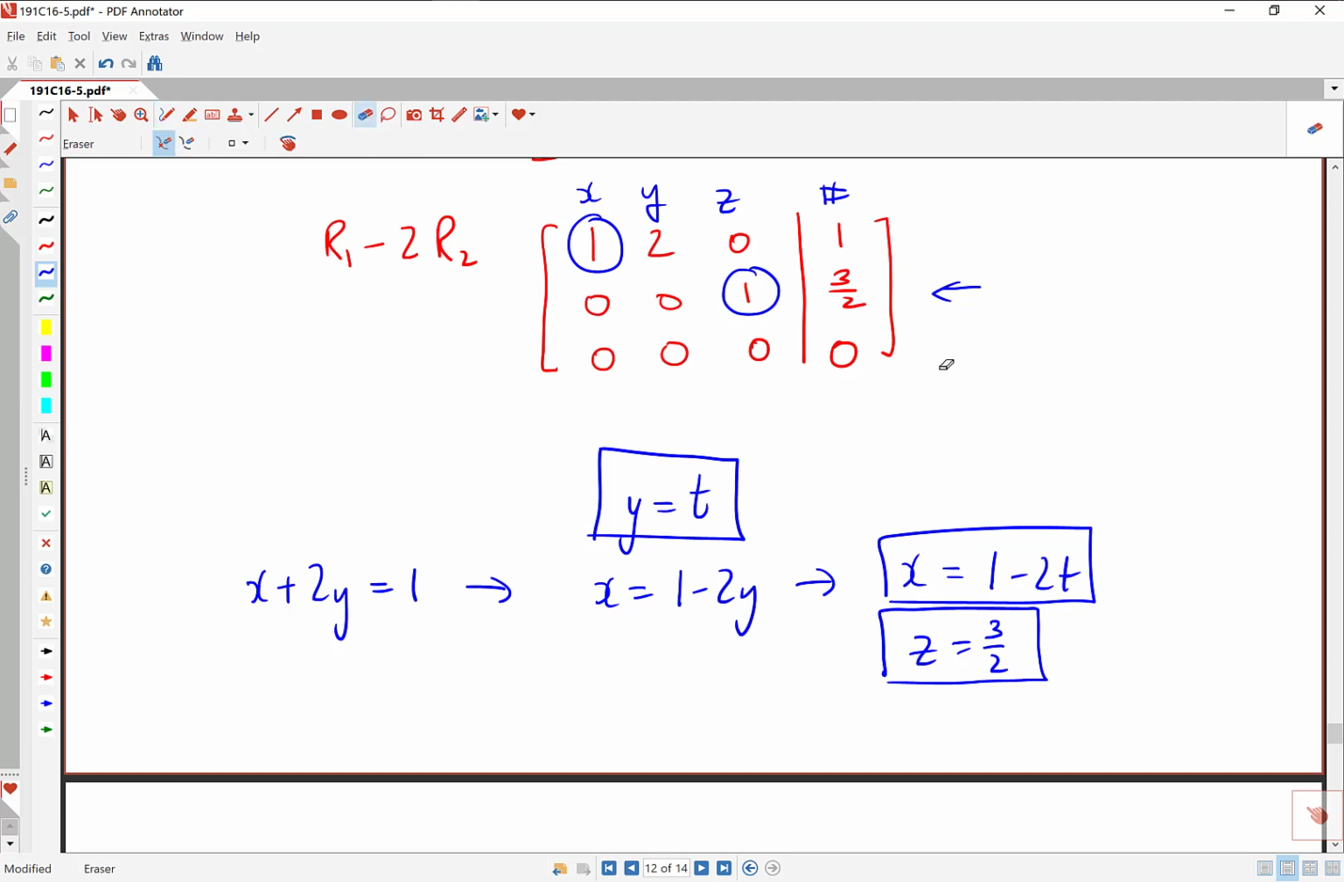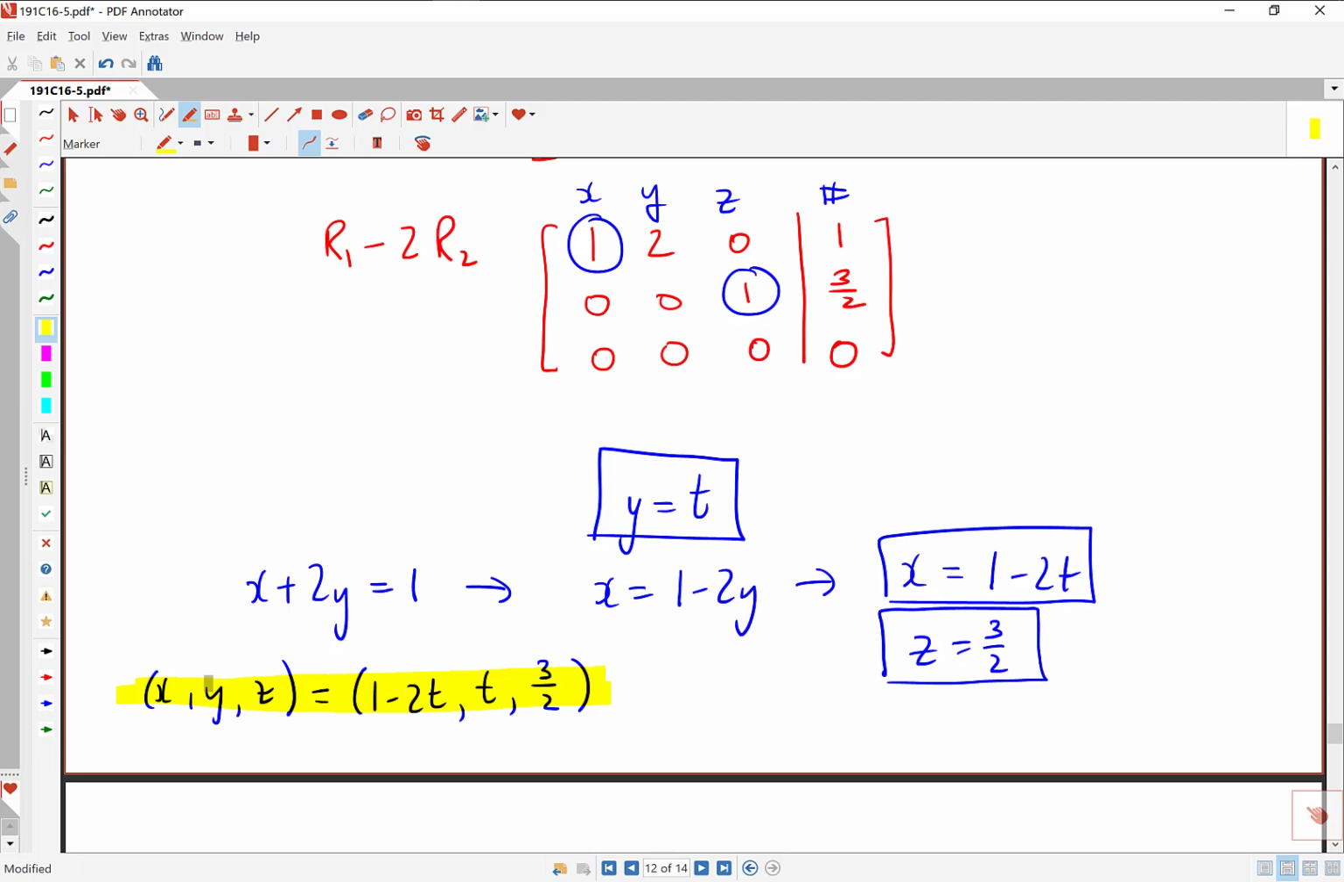And with that, we can write down our full solution. So normally we just give our solution as an ordered triple. You can say X, Y, Z equals, well, 1 minus 2T, comma T, comma 3/2. So that would be our solution there. So each different value of T that you plug in here will give you a different ordered triple, different combination of X, Y, and Z that will solve your system.